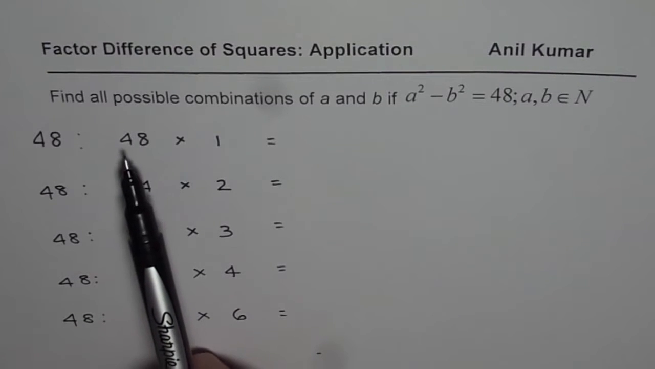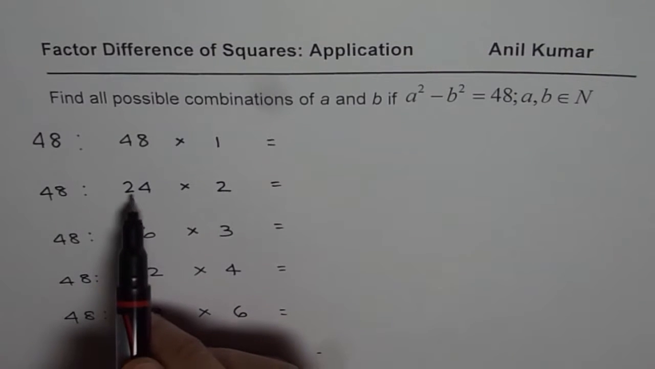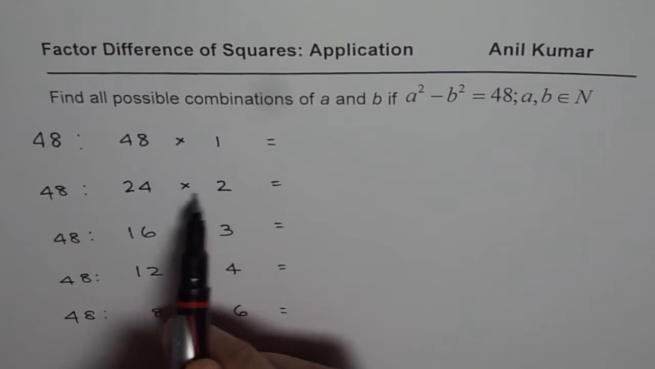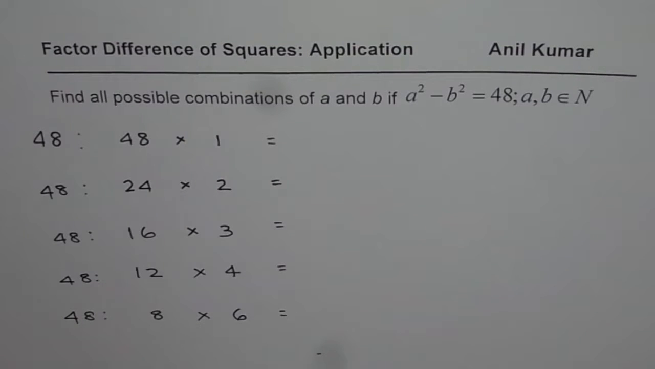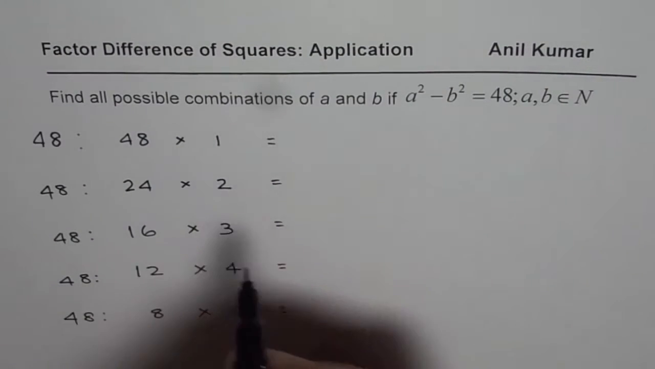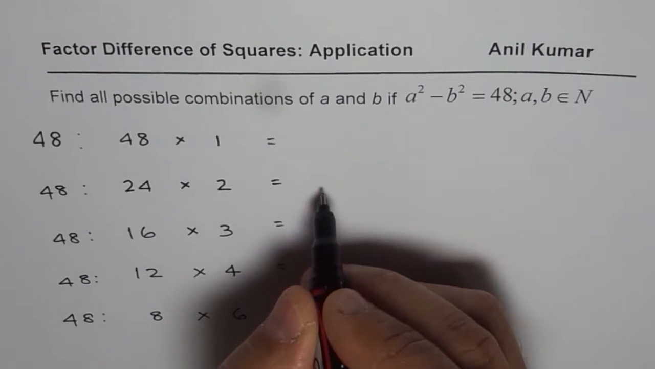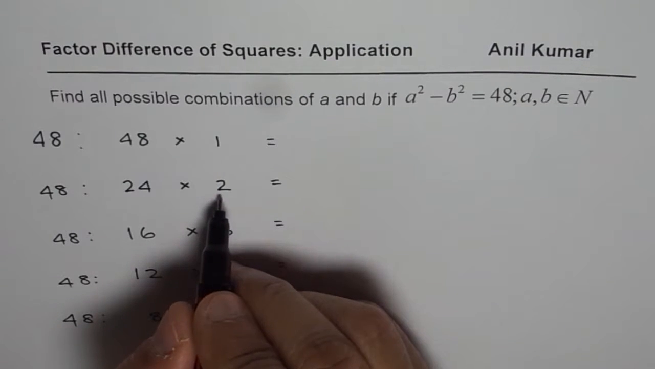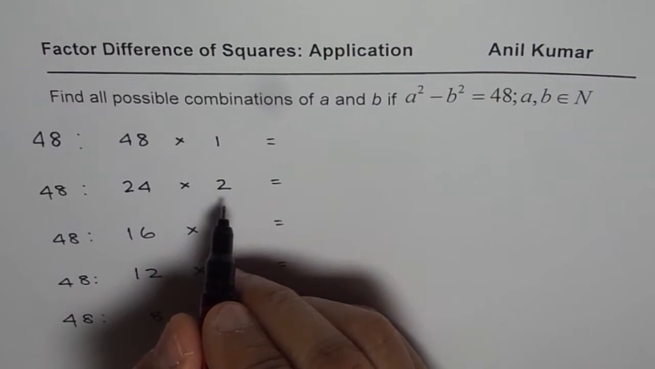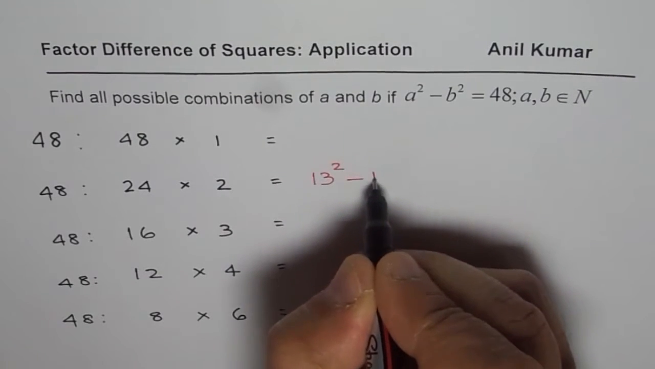If I do 48 and 1, then it is 49. Half of 49 is a fraction, so we'll avoid that. Here we have 24 and 2. If I add, it is 26. Half is 13. So think like this: 13 as a sum, and then some number which can give us 2. 13 minus 11 is 2. You get the idea? So we could write this as 13 square minus 11 square.